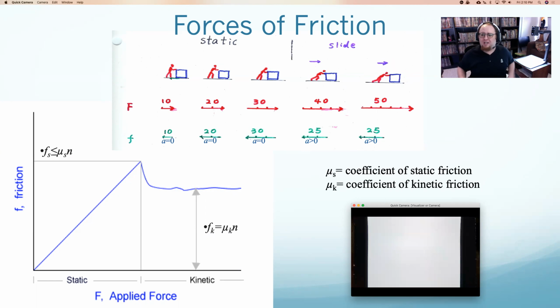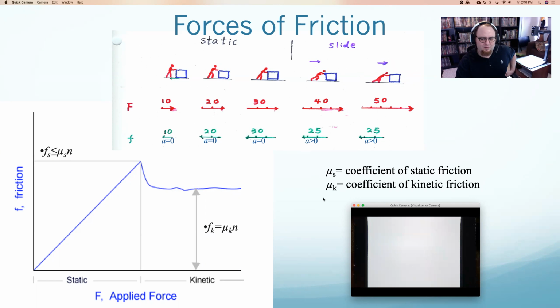And if you ever try to push a heavy object, this might sound familiar, right? You start to push the thing, and once it starts going, it kind of goes easier. That is real. That is what happens. It is harder to make something start to move than keep it moving. Does that make sense? Did that explain it better?